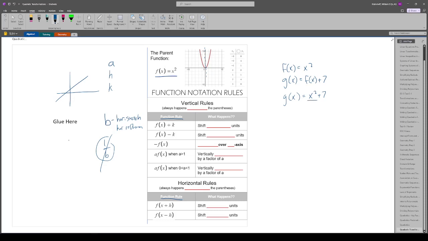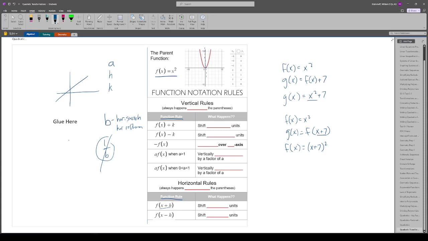Whereas if I had a horizontal translation where I had f of x plus h, and I started with my parent function, f of x equals x squared, and then we said g of x equals f of, and then in parentheses we put x plus 7, then that would work out a little differently. We would have f of x equals, and then anywhere that we see x, we replace x with x plus 7. So my new function would be x plus 7 squared instead of x squared plus 7. And we know that that's going to cause a horizontal translation.